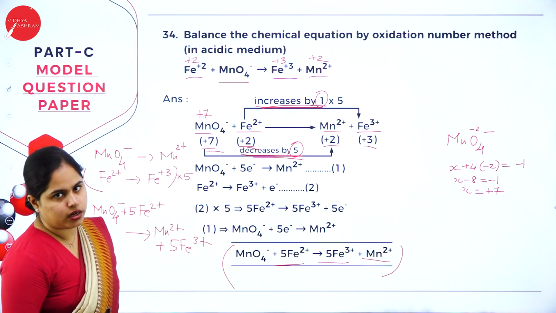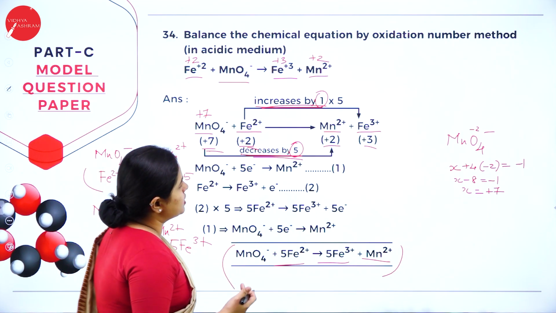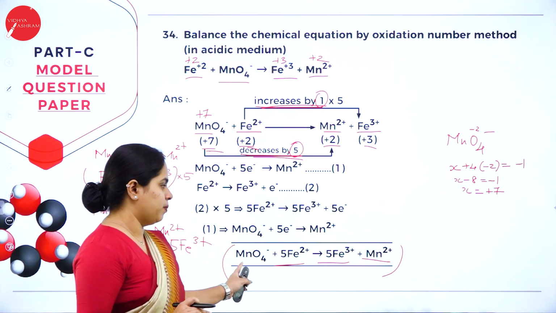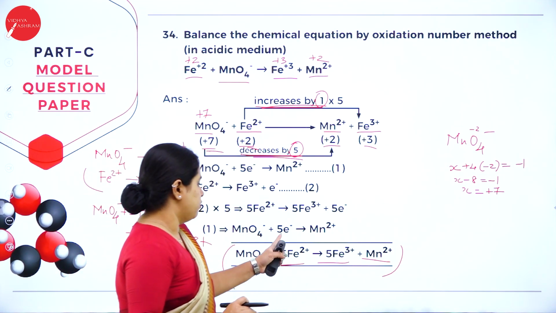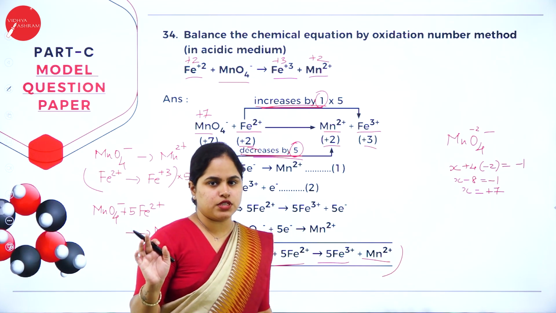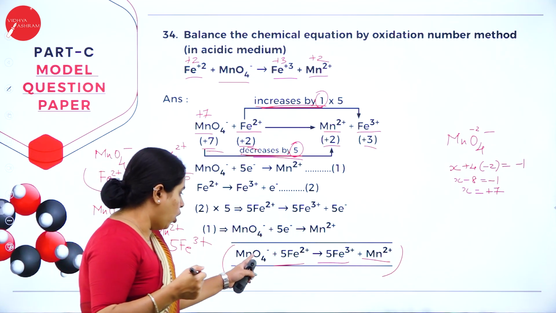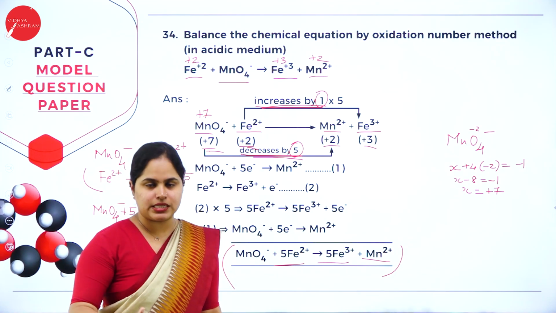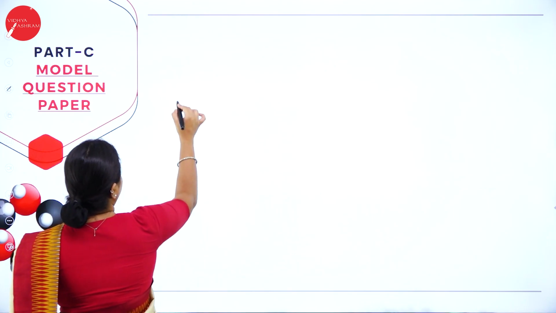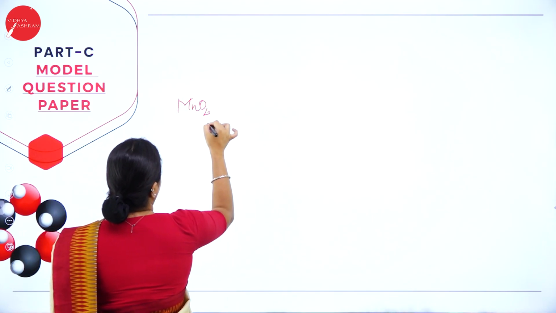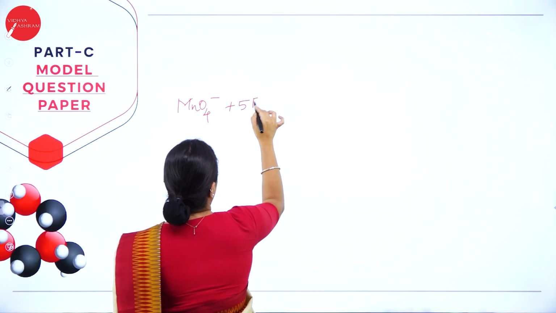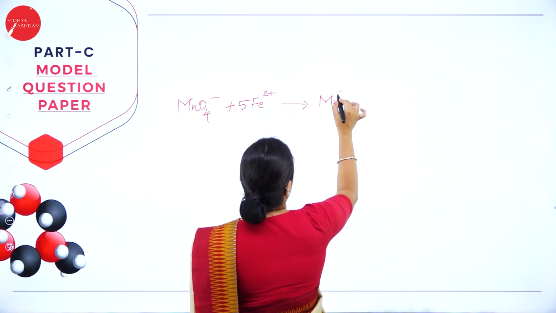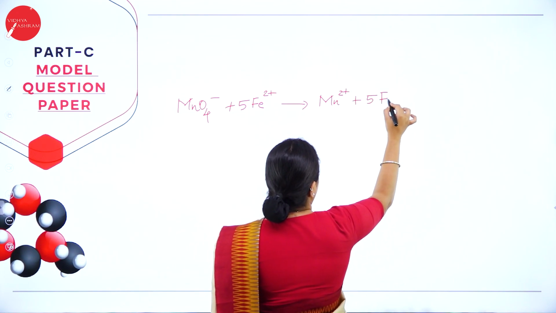So this much you are clear, I hope so. Now what is the next step to do? We have to balance the number of atoms. See, all other atoms are balanced. You have 1 manganese here, 1 manganese here. 5 iron here, 5 iron here. All the other atoms are balanced. Now something else is pending. Oxygen and hydrogen atoms we have to balance. So now we only have oxygen atoms here. That's the next step we have to balance. So let me write down the equation once again. MnO4- plus 5 Fe2+ gives Mn2+ plus 5 Fe3+.